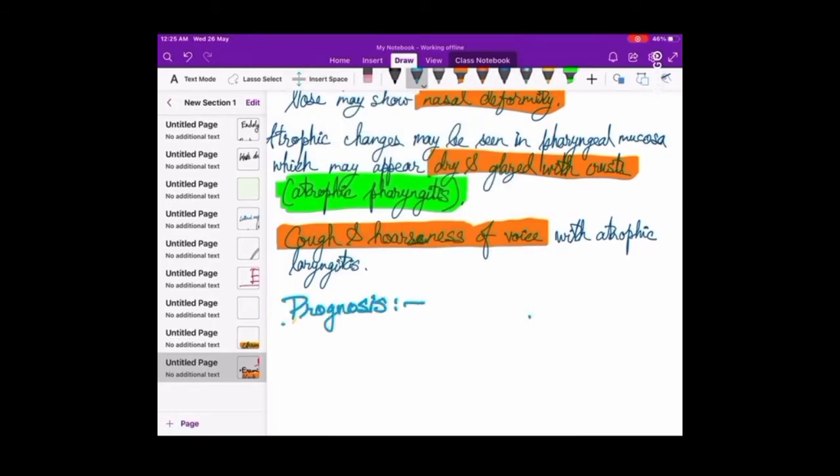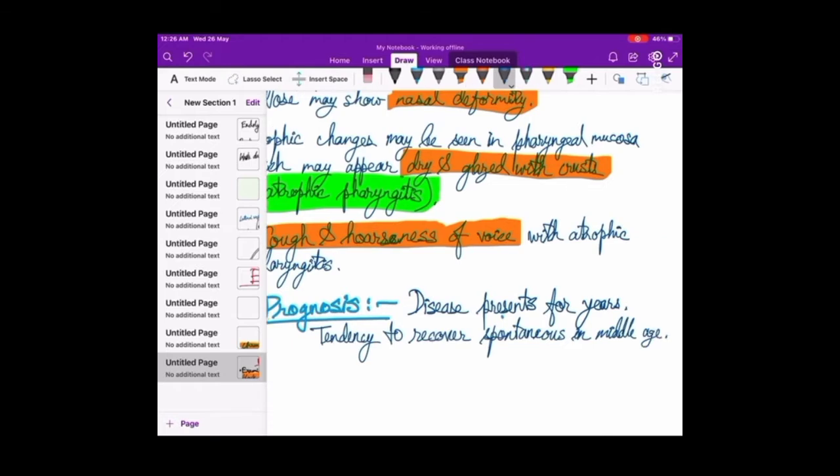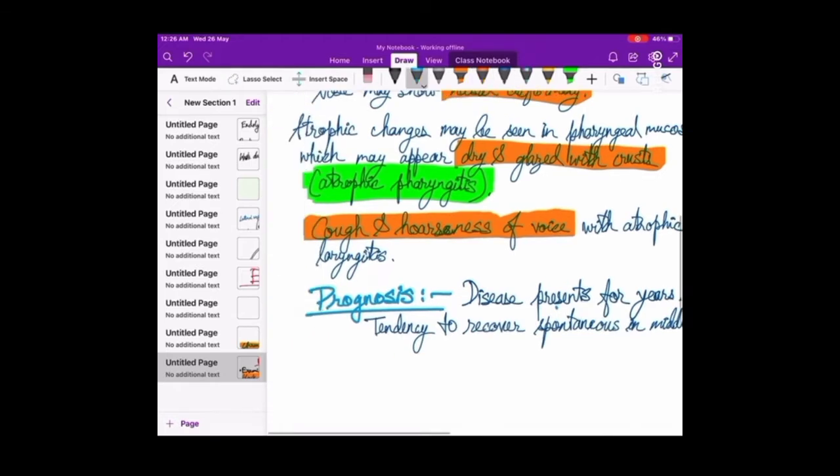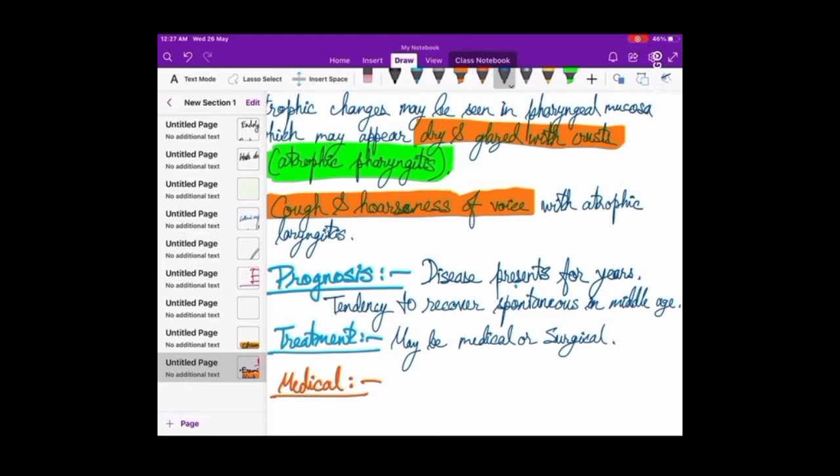Now we come on to prognosis, that is, whether the disease will be better after treatment, the chances of betterment of the disease. The disease persists for years, with a tendency to recover spontaneously in middle age. Treatment can be medical or surgical. First we will see medical treatment.